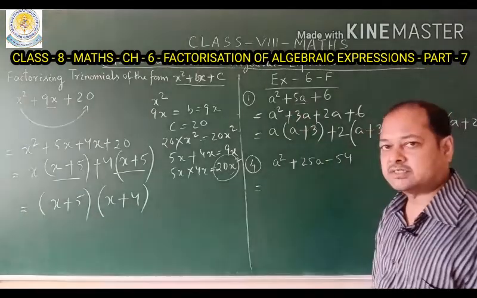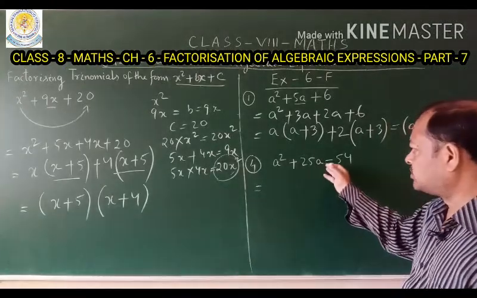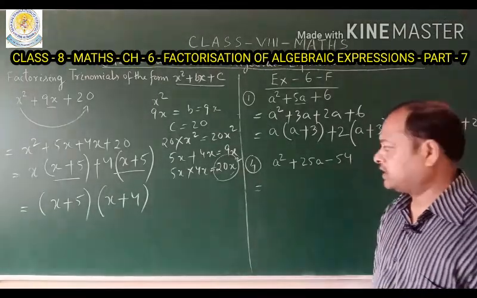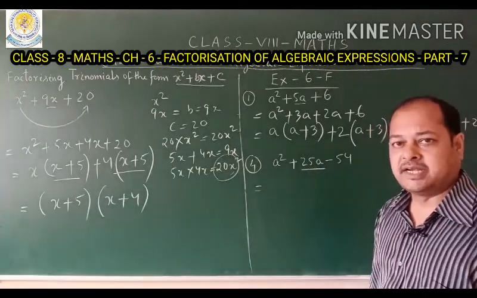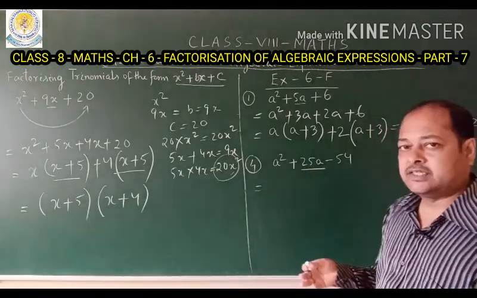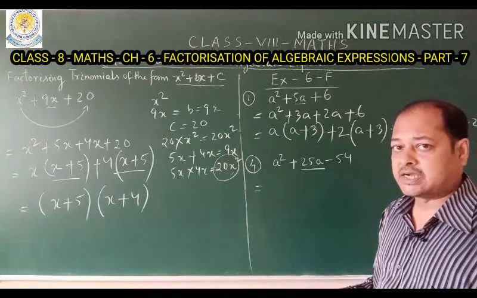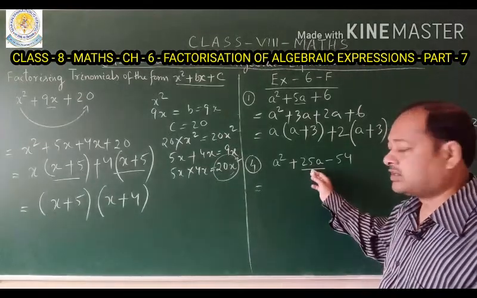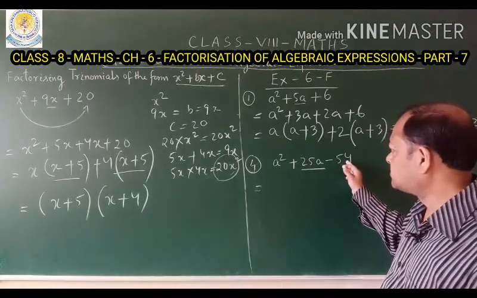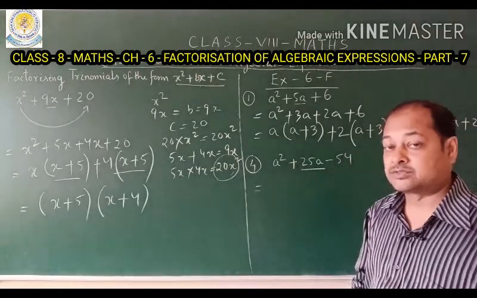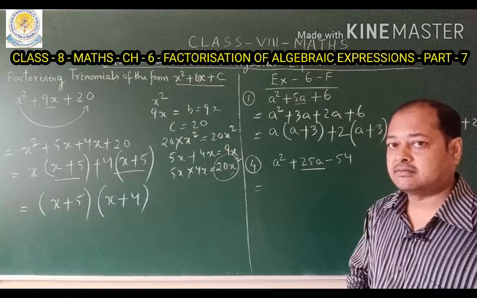Now look at this question, a square plus 25a minus 54. Here we have to break 25a, the middle term. We have to take two terms so that if we add we will get 25a, and if we multiply these two terms we will get minus 54a square. What are these terms? Think about it.